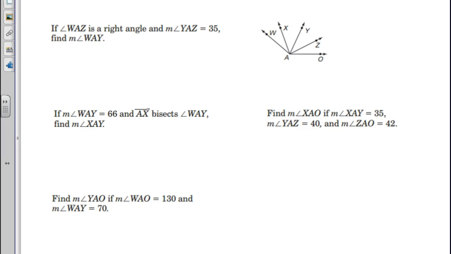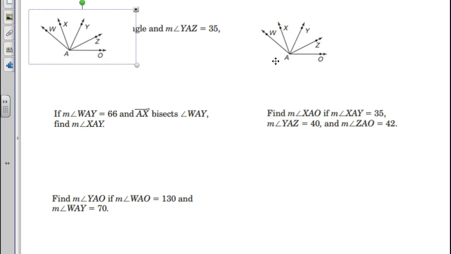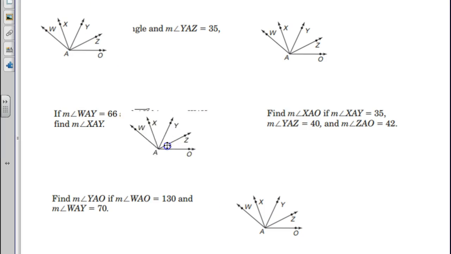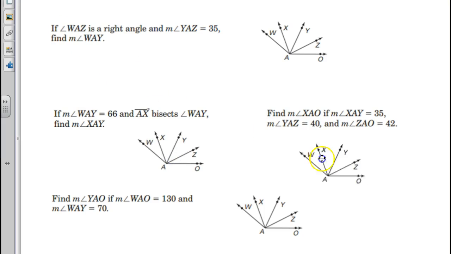All right, 4 more problems. All right, so now we have a different setup over here to the right. If WAZ is a right angle, so do you see WAZ is a right angle and YAZ is 35 degrees. I'm going to go ahead and copy these guys for you so that we can use them again and again and again. All right, so let's move these guys down here. So there's one, and there's another one, and here's the last one. Okay, all right, that way I can mark this up.